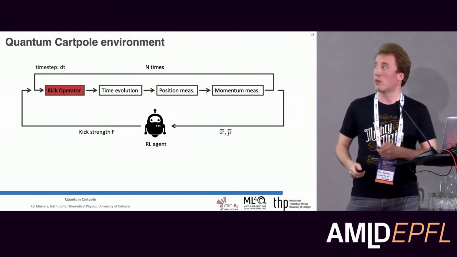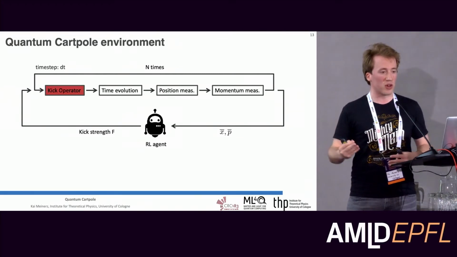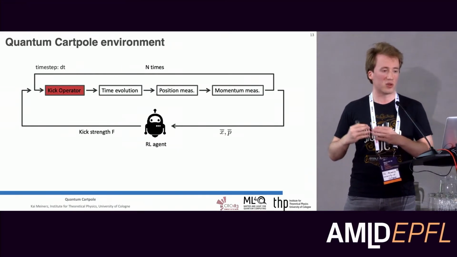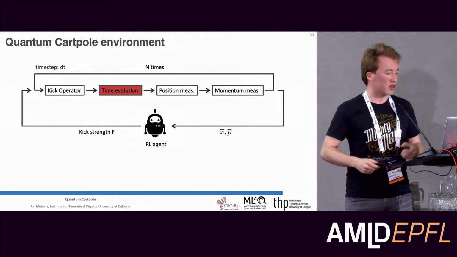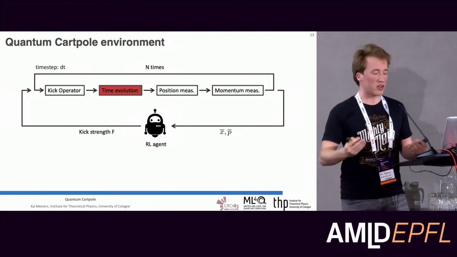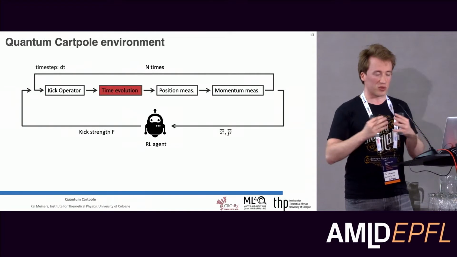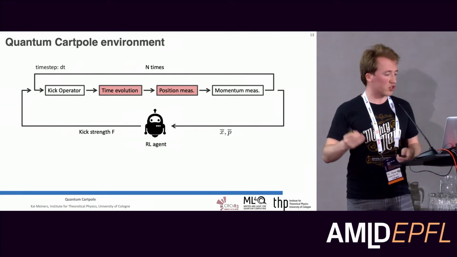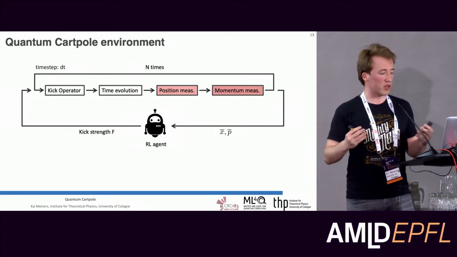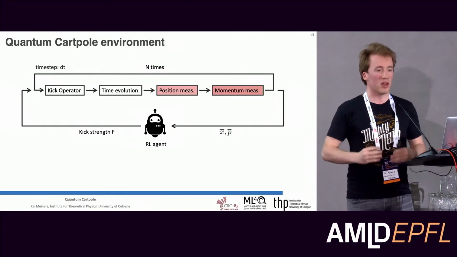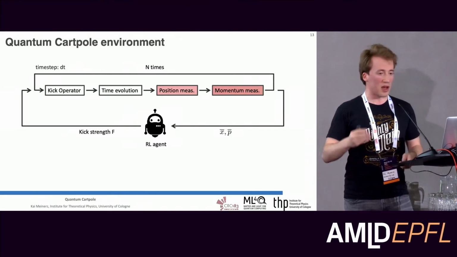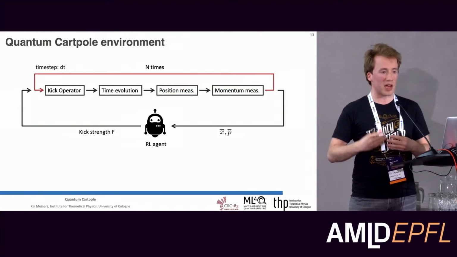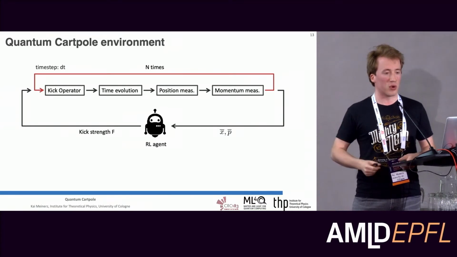First of all, we apply a kick operator to our wave function, which is decided by the reinforcement learning agent and should cause the wave function to go back to the center of the potential. Then we have the time evolution of the wave function in the potential, which causes the wave function to spread out over time. And afterwards, we have the position and the momentum measurement, which will cause the wave function to contract again and also slightly be displaced. And we get some information about position and momentum. And this loop, we will just repeat an arbitrary amount of times, which we will choose beforehand.